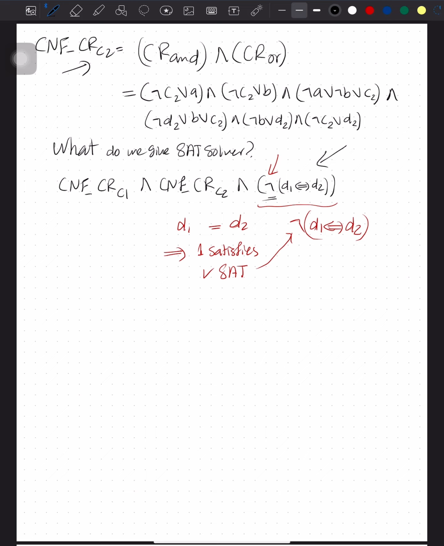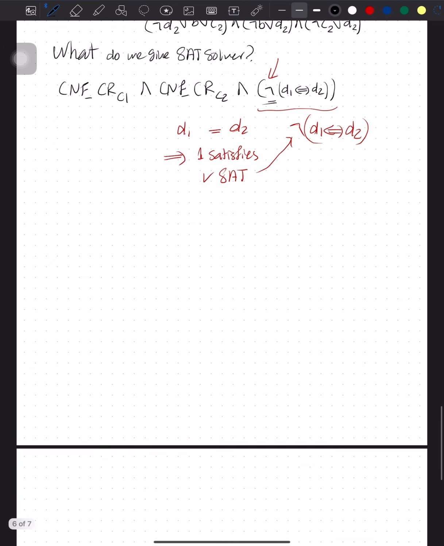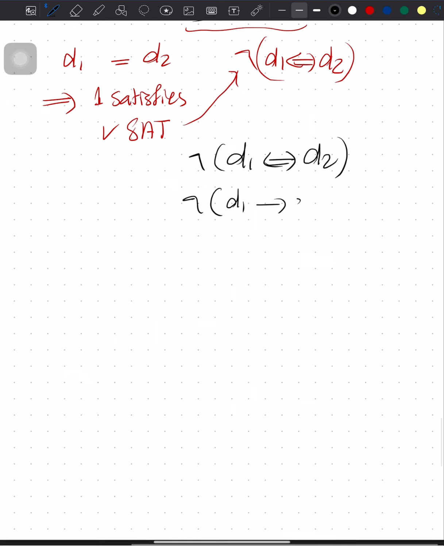Why are we not checking for equivalence? Because they might be equivalent part of the time, but not all the time. So we reverse the problem to check if they are ever not equivalent, because if yes, then that's satisfiable, and that means they are not equivalent. Because if they are equivalent, we expect them to always be equivalent. Okay? So then what do we give to the SAT solver? First we can simplify this. D1 implies D2 and D2 implies D1. This is a small exercise, you can work on it on your own.